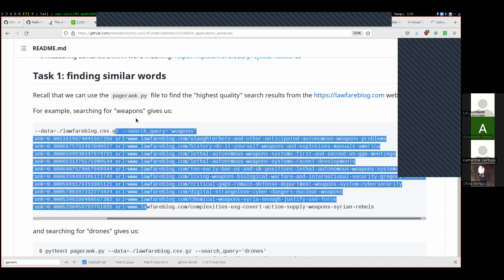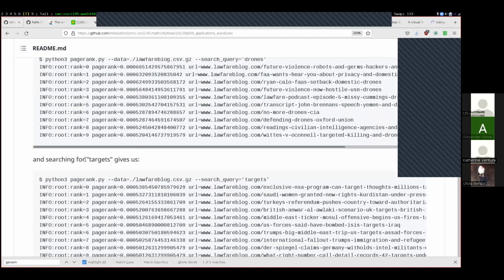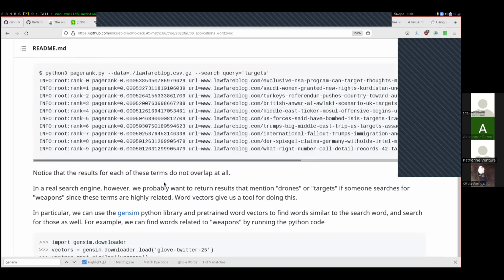So this was the output of something like weapons. Here, the output of something like drones gives you a totally different set of results, and targets, another totally different set of results. I chose those 3 examples because the results don't even overlap at all, but their semantics are very similar, so you might expect that if you search for weapons, you might get results about drones or about targets.